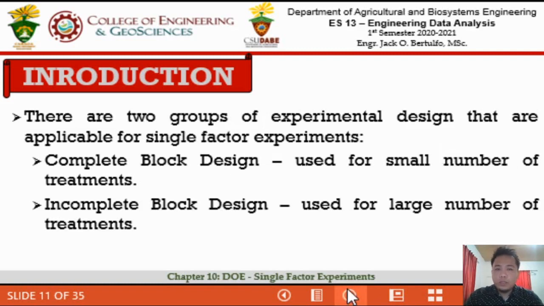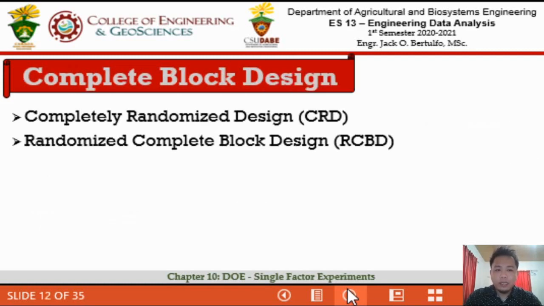Okay, so there are two groups of experimental designs applicable for a single factor. We have the complete block design, used for a small number of treatments, and the incomplete block design, used for a large number of treatments. Since we have limited time, as this is the last topic, we will only focus on the complete block design, which is commonly used for a small number of treatments. Under the complete block design, there are actually three, but I will focus only on the two commonly used for a single factor experiment.